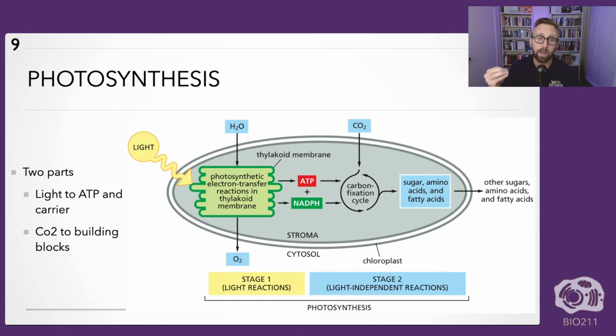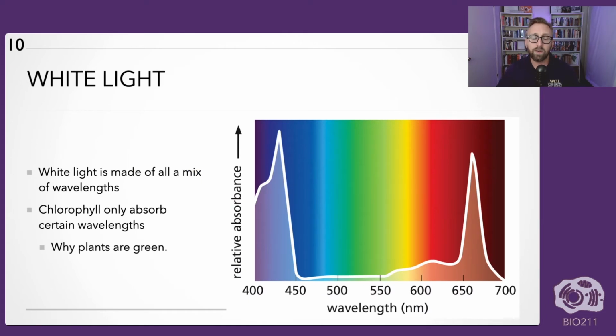So we've got light that can be made into ATP and electron carriers. That part requires light because that's where the energy comes from. But then you can take that ATP and electron carriers and you can use that to combine carbon dioxide into big long chain molecules like sugars and amino acids and fatty acids. And those are light independent reactions.